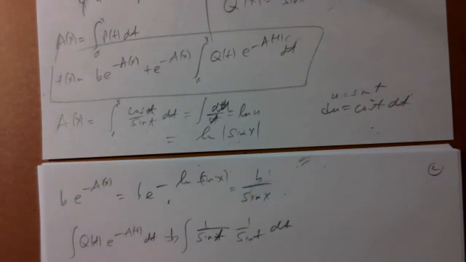The integral of q of t, e to the A of t. My q of t is the right-hand side, which is 1 over sine t. e to the A of t is sine t. So this looks like the integral of 1 over sine squared t dt, which is also the integral of the cosecant squared of t dt.